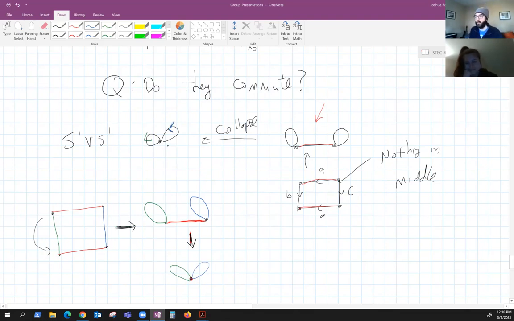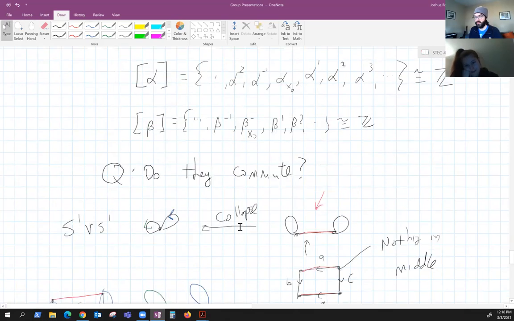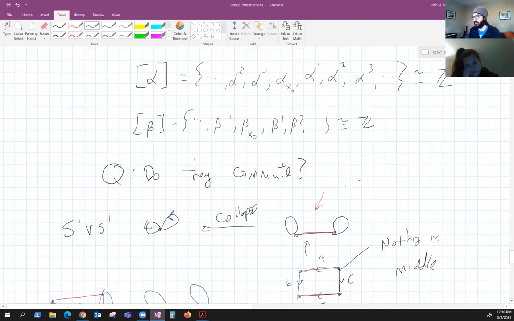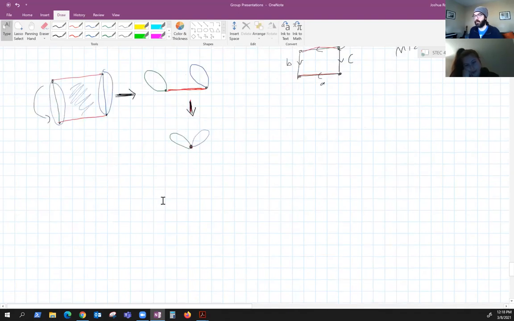So that means loops have to be traveling to over here or over here. There's no way to turn one into the other. Do you see that? I don't have anything in the middle, so I can't deform one into the other. So they don't commute. It does not commute. So the answer is no.